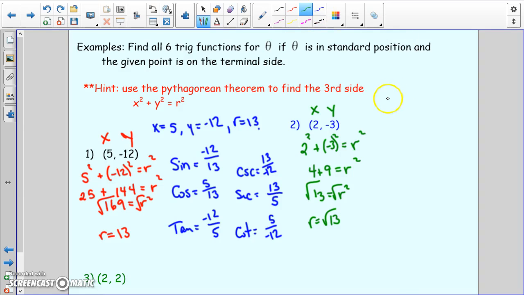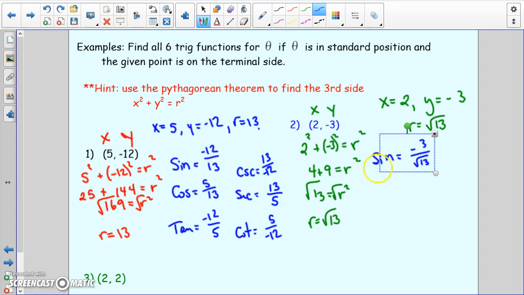So I like to list my values off to the side here. So my x we know is 2. The y is negative 3, and our r we found is the square root of 13. So now we're just going to plug these in. So sine is y over r. And we're going to allow you on these to keep the radical in the denominator for right now. Okay, cosine is x over r, and tangent is y over x.